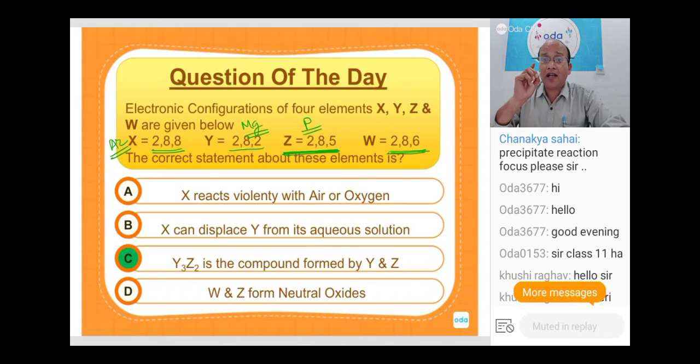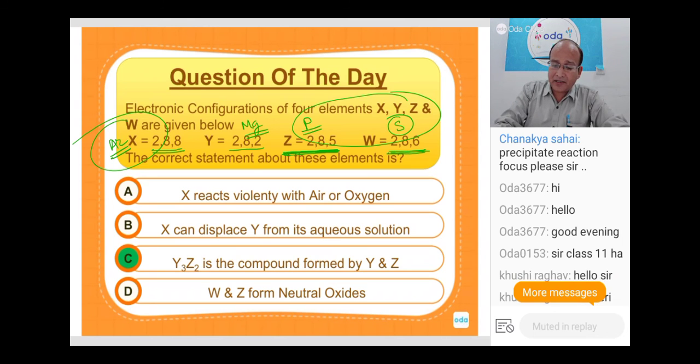You should remember the atomic number and the name of the elements up to 20. Okay, so the last one is sulfur. Okay, beta. So these two are non-metals. This is also a non-metal. This is a metal. So option A is incorrect because this is a noble gas and noble gases do not react with air or oxygen. Option B, X can displace Y. X is less reactive. Noble gases are less reactive and they will not displace any element. So this reaction will also not take place because this is argon. Argon is less reactive. It cannot displace Y, which is more reactive.